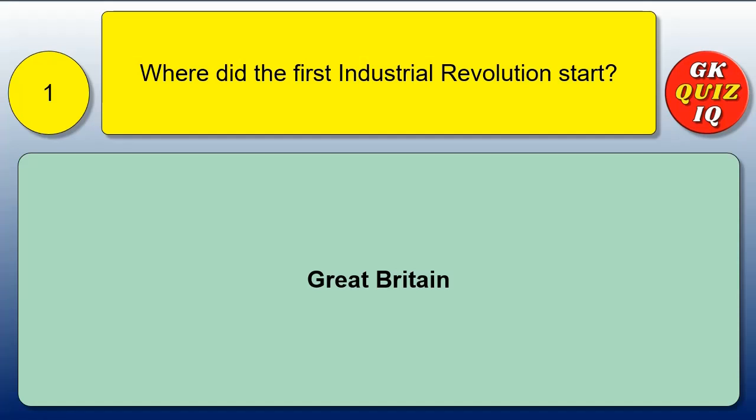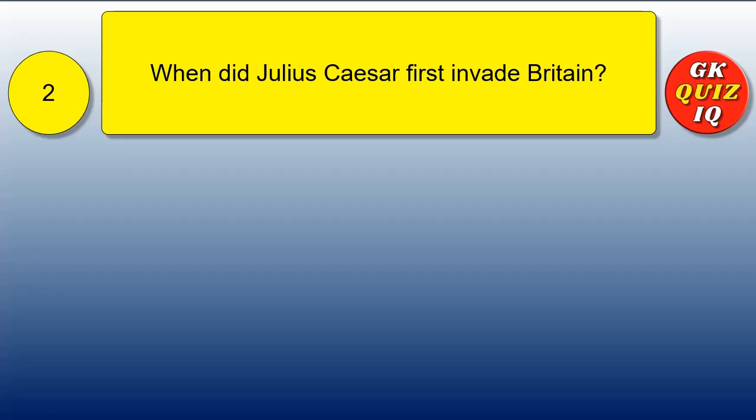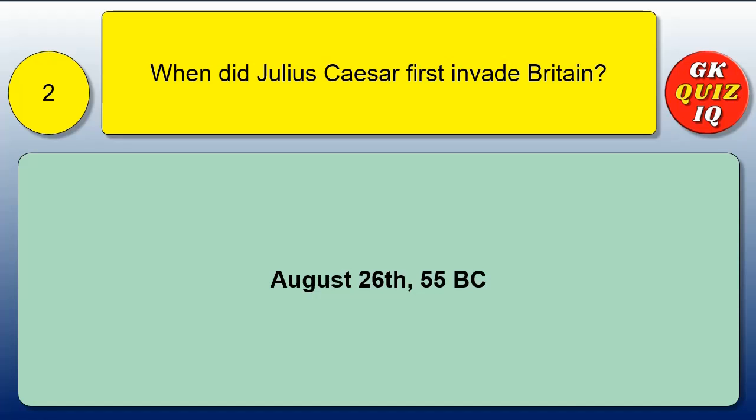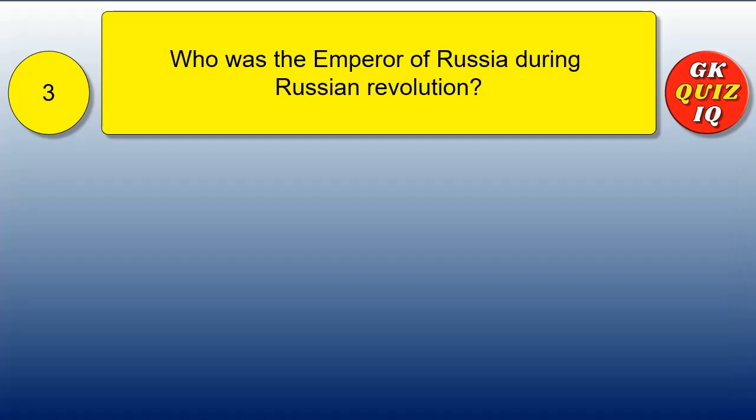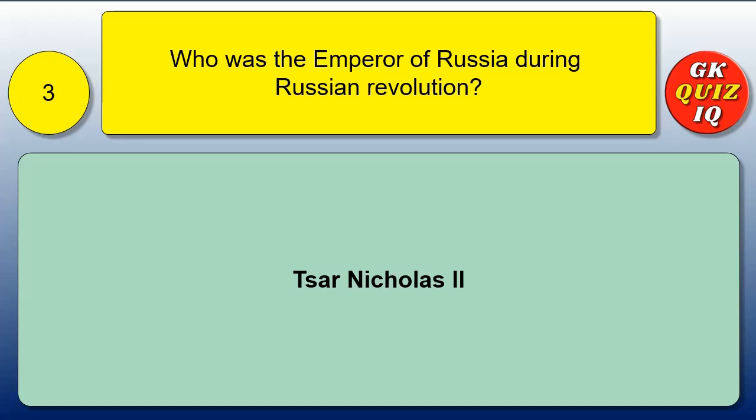Question number 1. Where did the first industrial revolution start? Great Britain. When did Julius Caesar first invade Britain? August 26, 55 BC. Who was the emperor of Russia during Russian Revolution? Tsar Nicholas II.